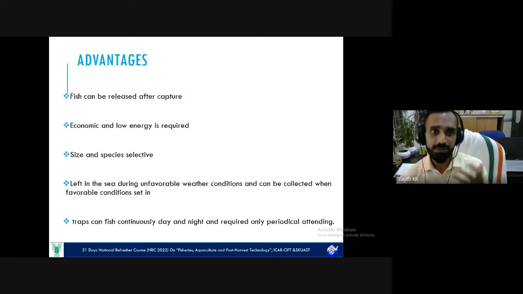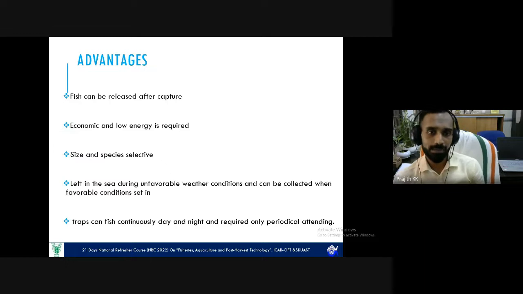Then the advantages we have discussed in detail, like we can release the capture which is fresh in condition, low economic cost and low energy is required for the operation. Then size and species selectivity. Then we can leave it in the sea in unfavorable conditions, and there is not much attention required. These are some of the positive aspects, but definitely there are some disadvantages also.